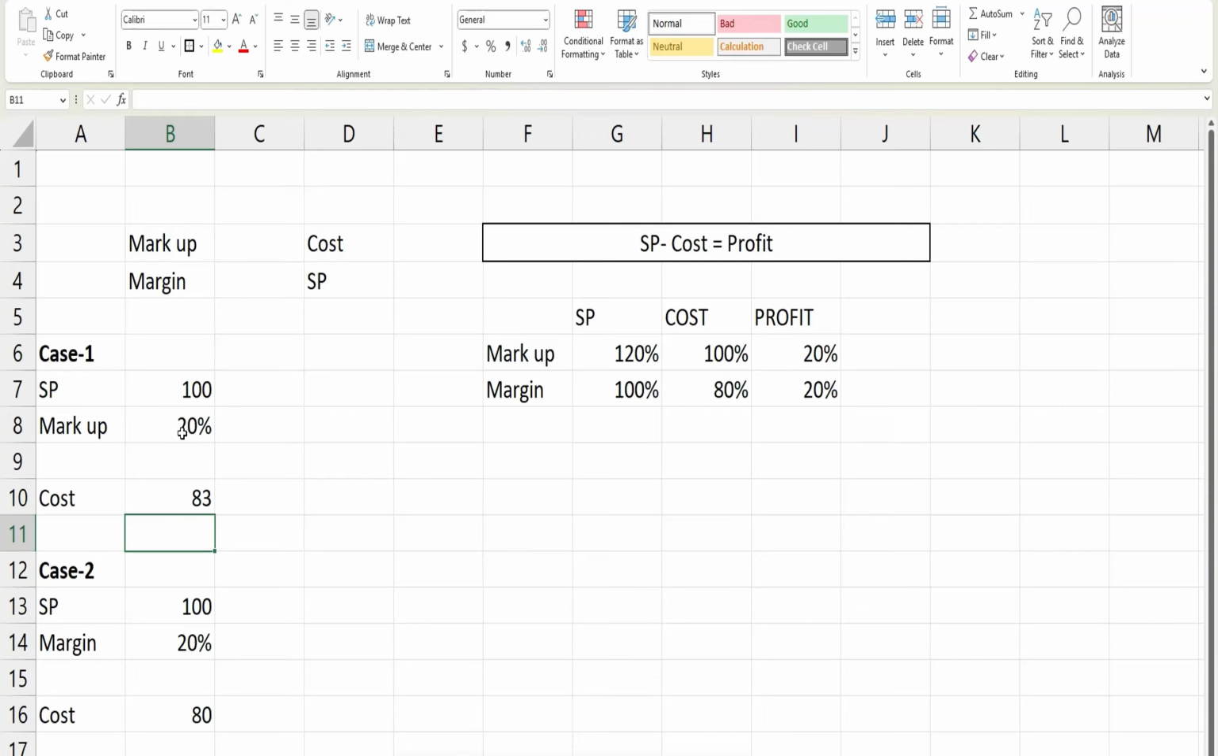Now suppose the question asks to calculate the profit. In that case, instead of 80% you need to multiply by 20%, or what you can do is 0.2 divided by 1 into 0.2. So in this way you can solve the questions related to the markup and margin, and do let me know in the comment box whether you understood or not.